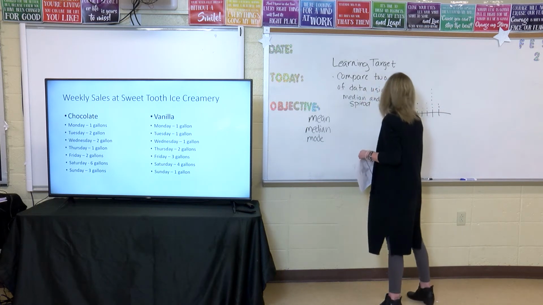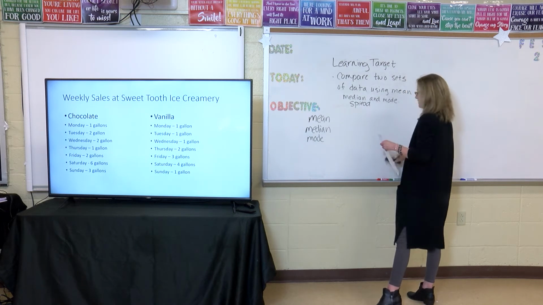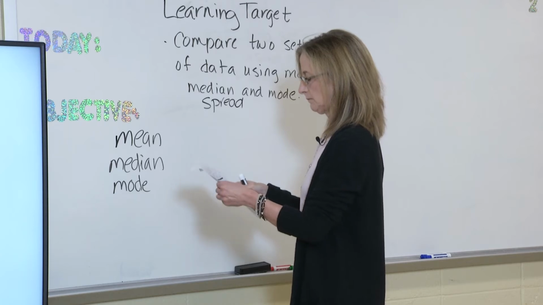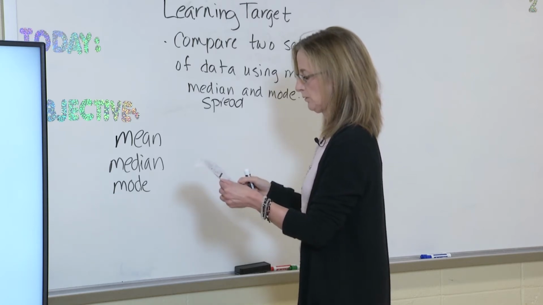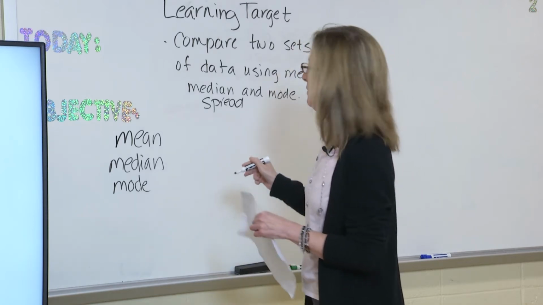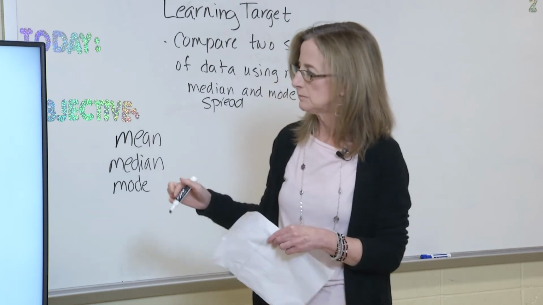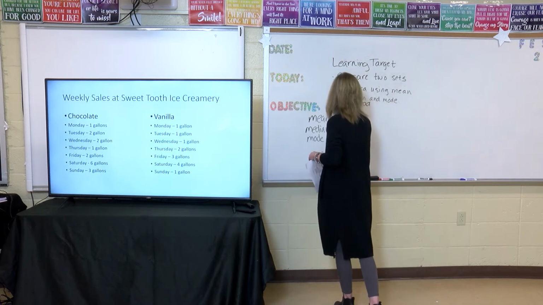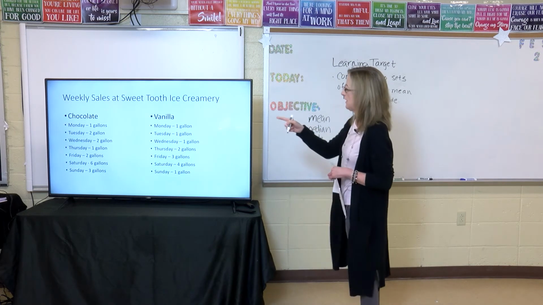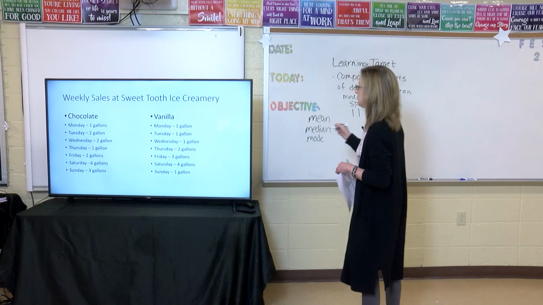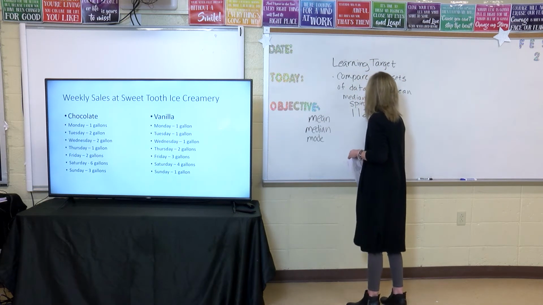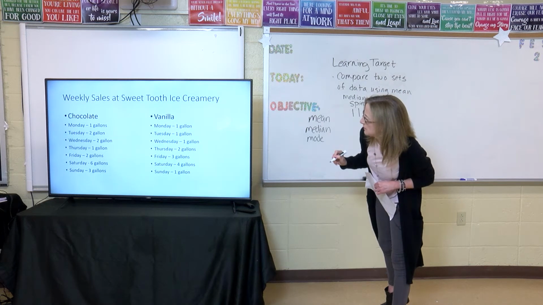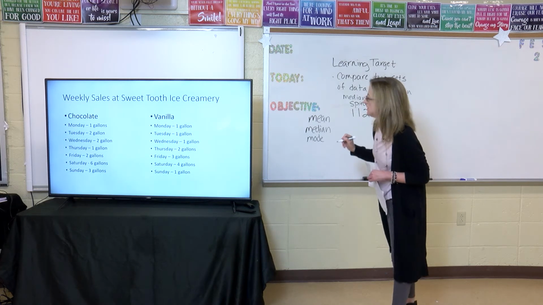Let's find our mean, median, and mode. So we're going to set them up. I should have left that up there. How many ones do we have? We have 2 ones. How many 2s do I have? 3 2s. And then how many 3s do I have? 1 3 and 1 6.